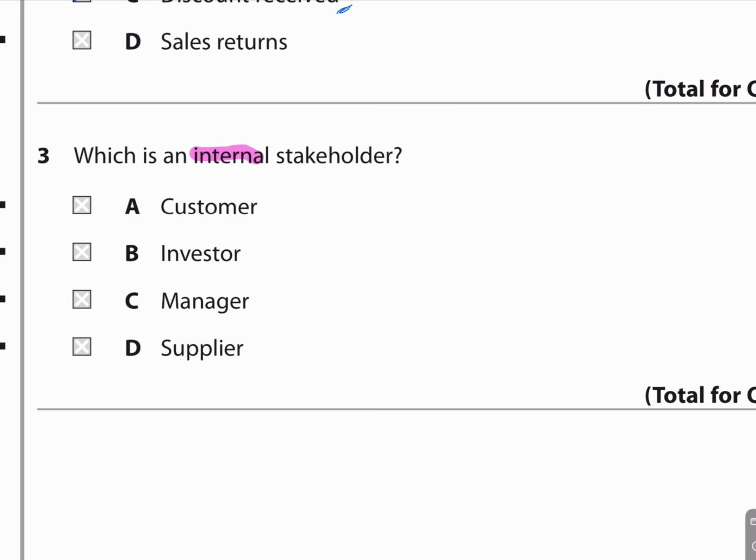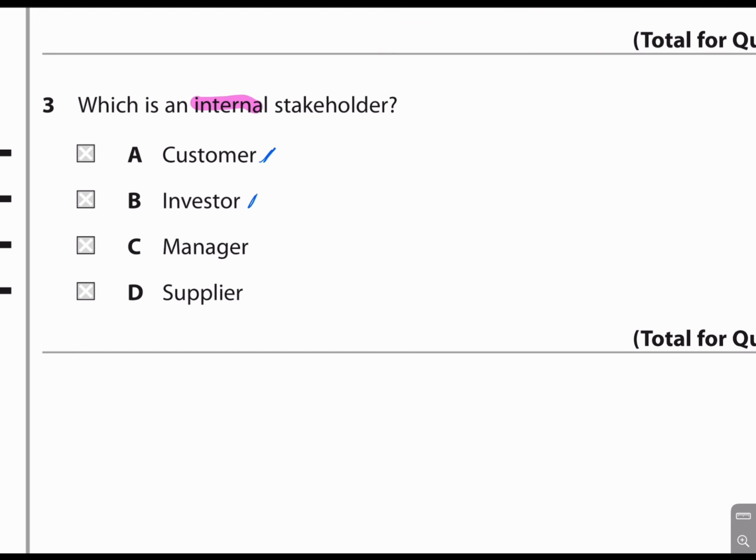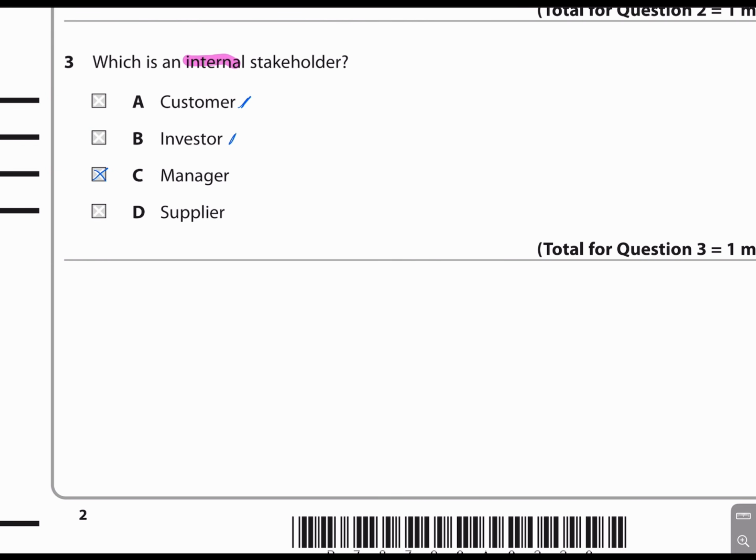So customers are external stakeholders. Investors are also not part of the business running, but they're just investing their money. The managers are the ones who are involved in decision making of the business, and they are also involved in the internal affairs of the business. So manager is the right answer here, and supplier is not the right answer because they are not involved in the day-to-day internal running of the business. So they are external stakeholders.